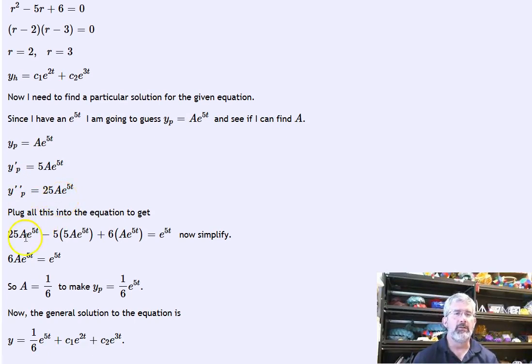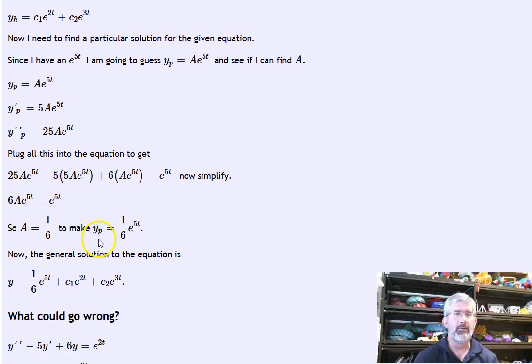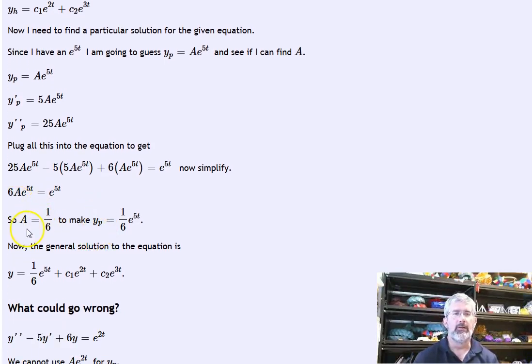Plugging this into the equation, there's the second derivative minus 5 times the first derivative plus 6 times the function itself, which is supposed to be equal to e to the 5t. Now let's simplify it. Combining like terms, they're all like terms, I've got 25 minus 25 plus 6, each of those times a. So I end up with 6a e to the 5t equals e to the 5t. Well, looks like a needs to be 1/6. So y sub p is going to be 1/6 e to the 5t.